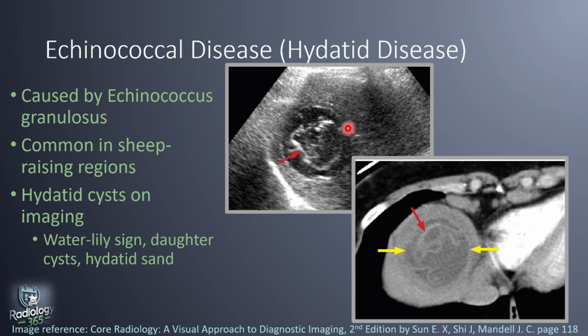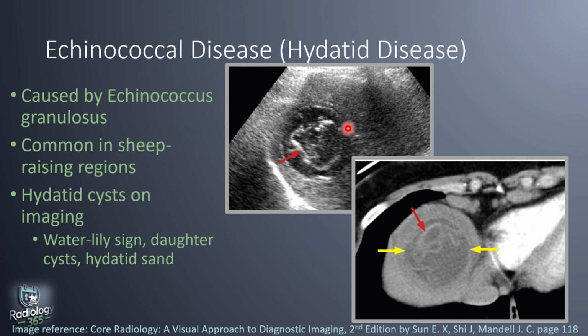Now, echinococcal disease or hydatid disease happens when people ingest eggs of the parasite Echinococcus granulosus, usually in regions like the Mediterranean where sheep farming is common. These eggs can develop into hydatid cysts in the liver. The imaging features on CT and MRI show a well-defined cyst with floating membranes or daughter cysts within this bigger cyst. You might also see peripheral calcification around the cyst.